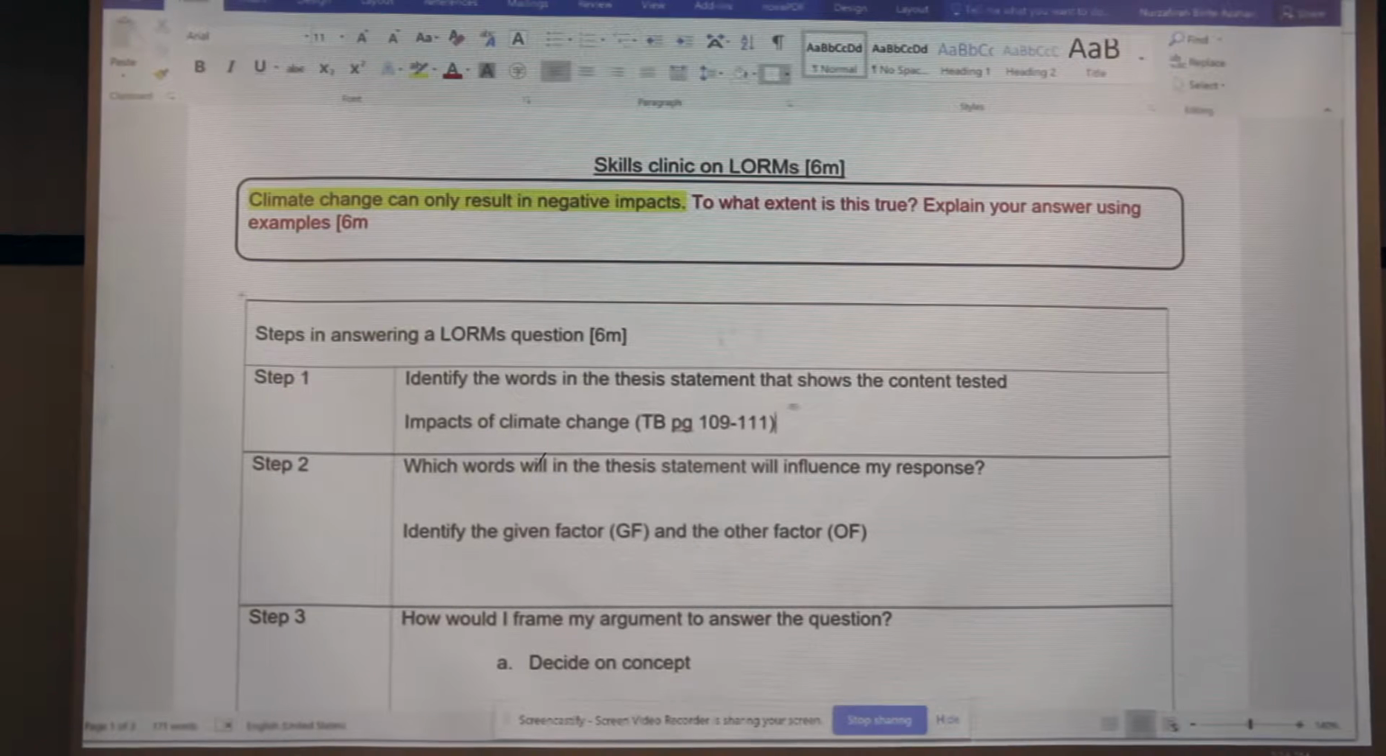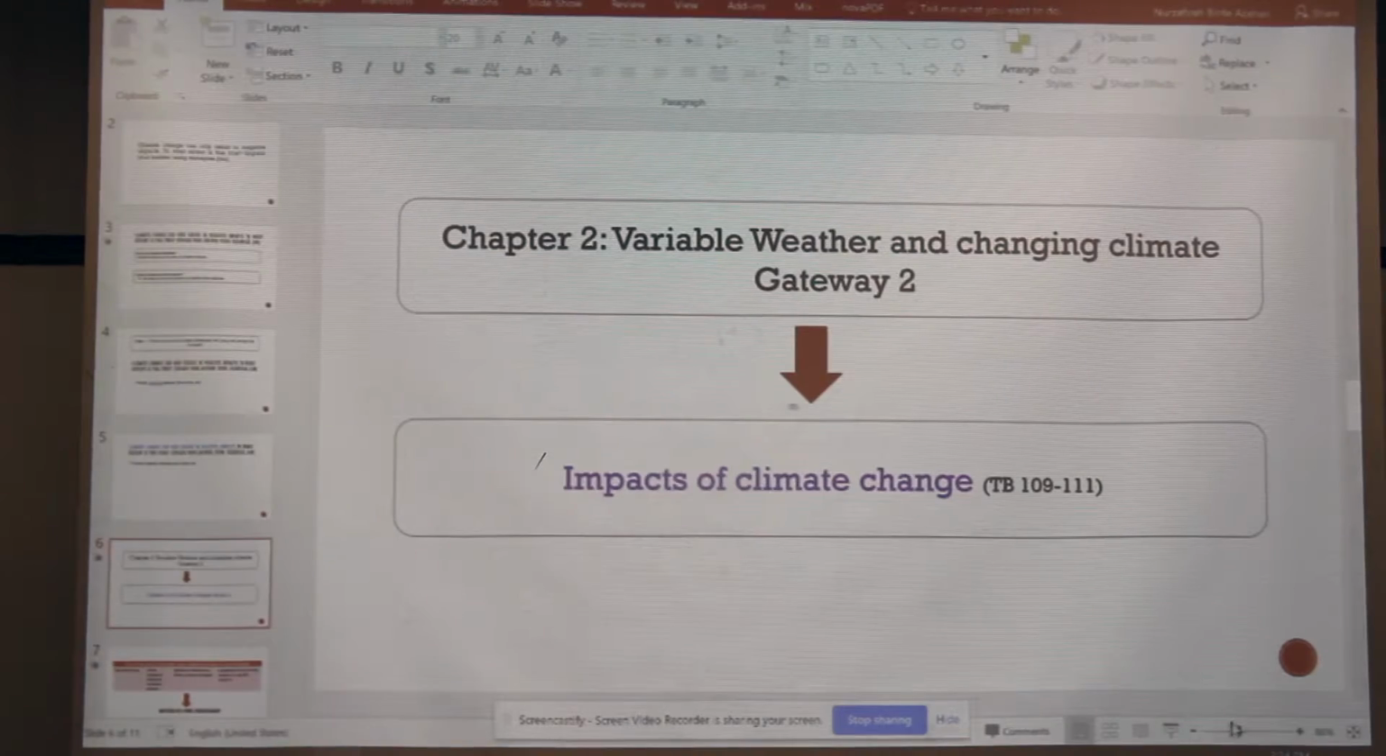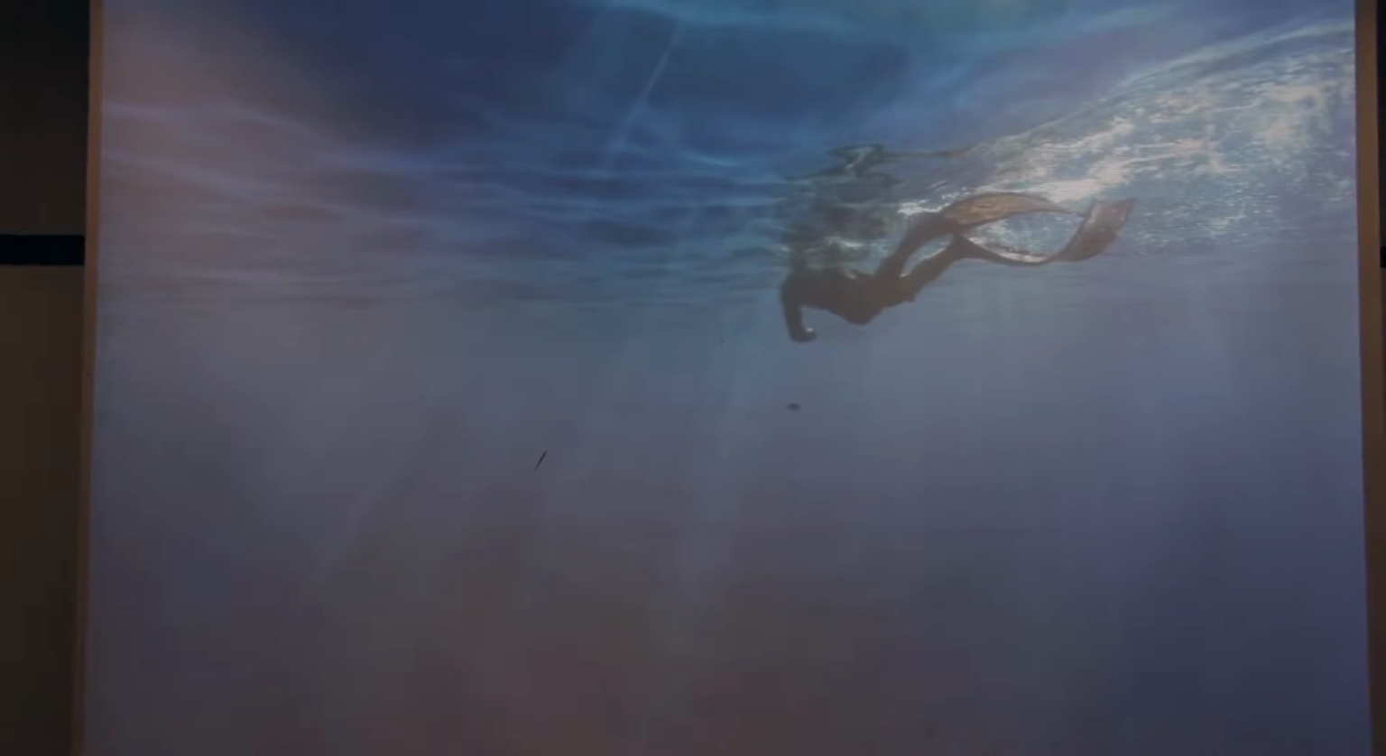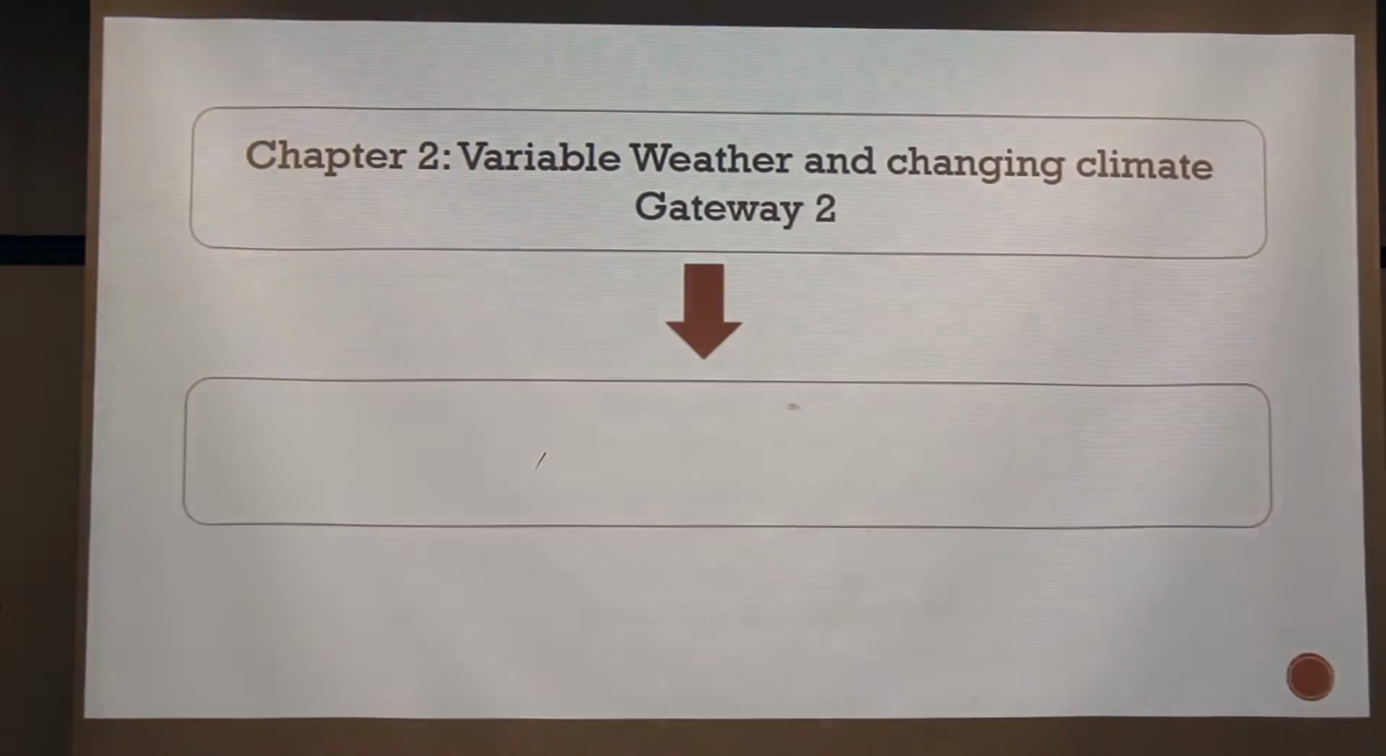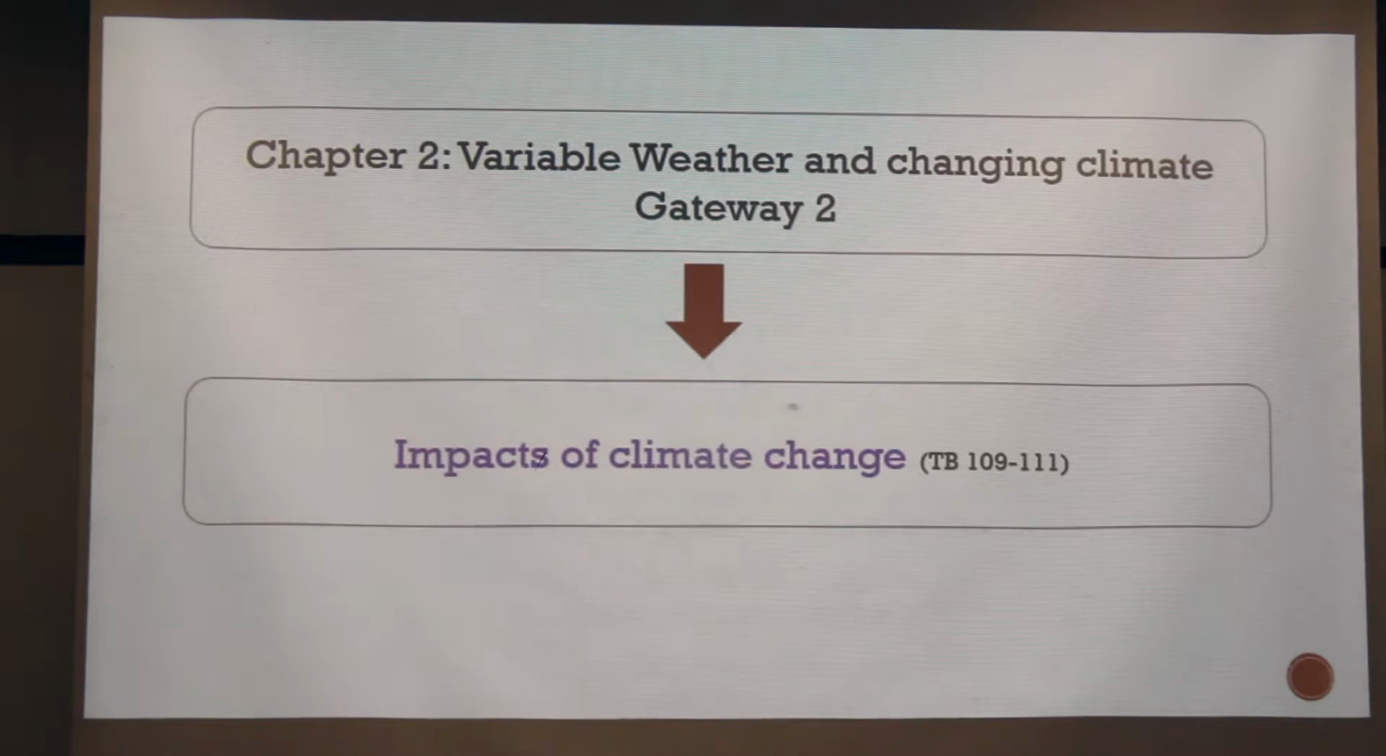Then, second step: we already identified the content that we need to write about. Now we're going to look at what some of the impacts of climate change are. You all remember the impacts of climate change? Sea level rise, more frequent extreme weather events, spread of infectious insect-borne diseases, and lengthening of the growing season in certain regions.